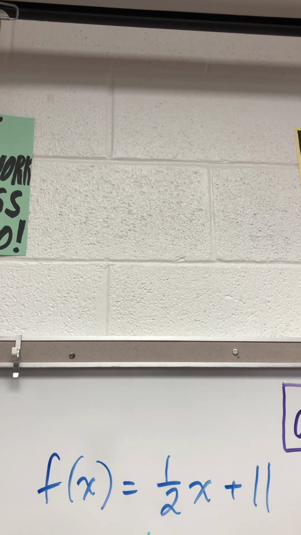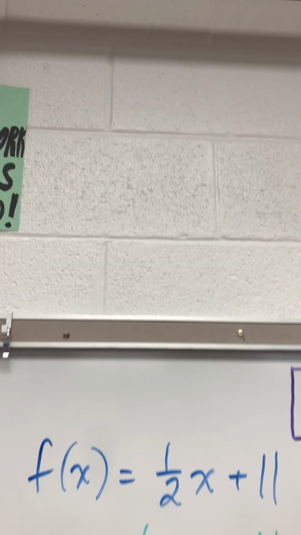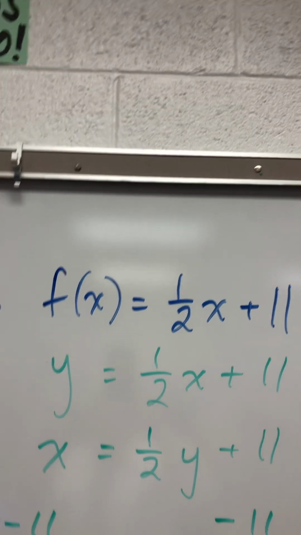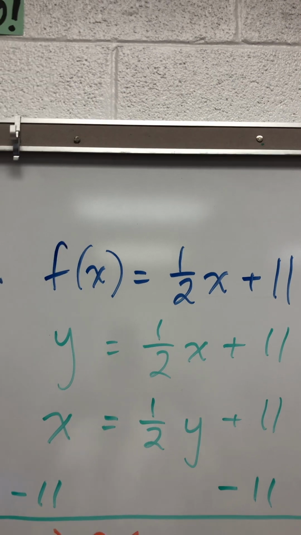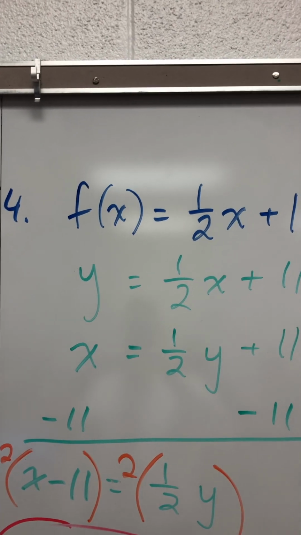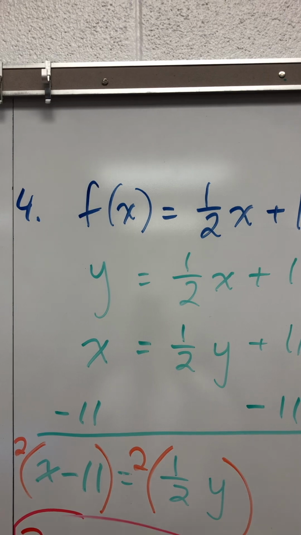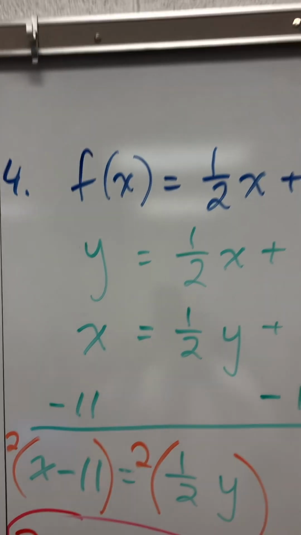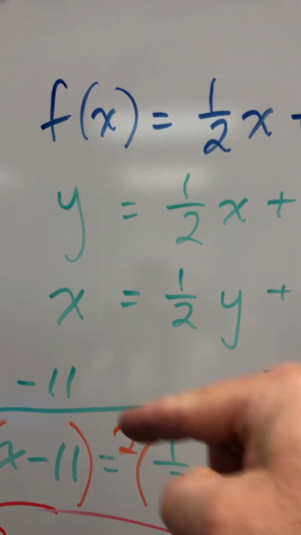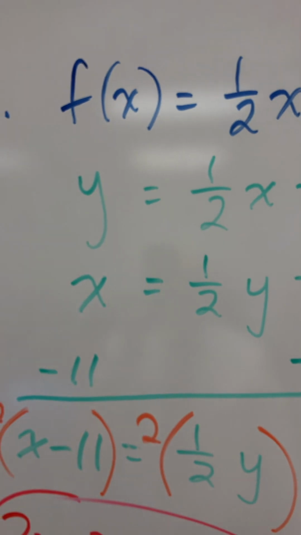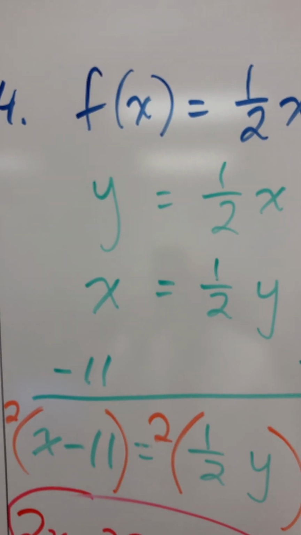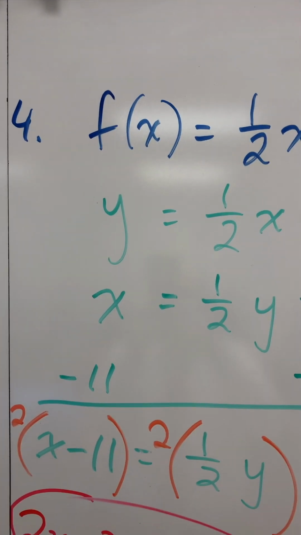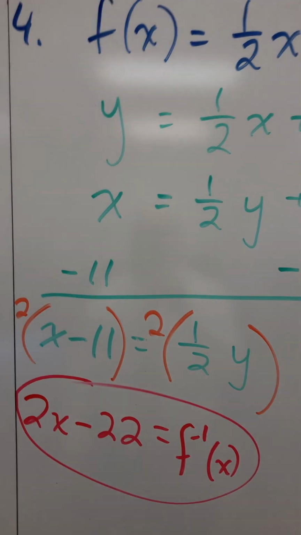F of x equals 1/2 x plus 11. Y equals 1/2 x plus 11. Minus 11 from both sides. You get x minus 11 equals half y. Does it make sense to multiply it by 2? Because what happens to these 2's? The 2's will cancel, right? And you're just left with y. And then over here, you're going to multiply by 2, so you distribute the 2. You get 2x minus 22. Done.